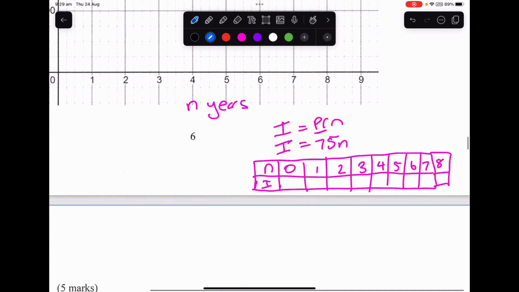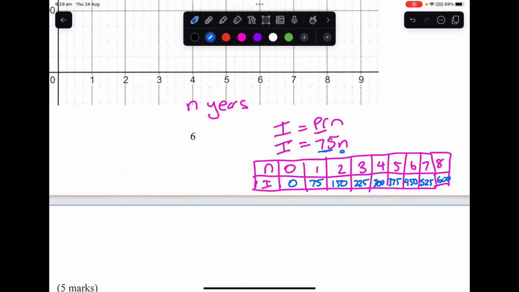So if we do 0 years, so we're going to substitute 0 in for the n. 75 times 0 is 0. So basically they're saying for every year we invest, we get $75. Okay, so for 1 year we get $75. For 2 years we get 150. 3 years we get 225. 4 years is 300. Now all of this is unnecessary to draw your line. I'm going to show you what is necessary to draw your line, but I wanted to just show you what they were asking you to do. So 5, 375, 450, 525 and 600. So you can see here for every year we invest, we get an extra $75.